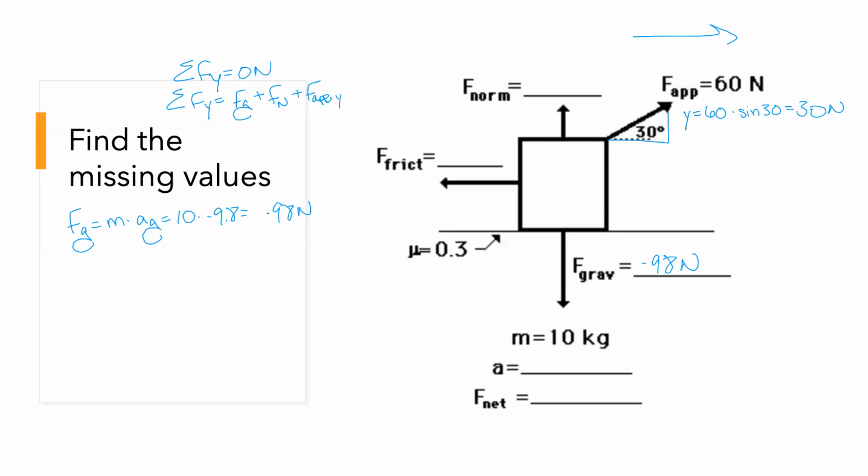And so knowing that the sum of the forces in the y direction is 0, knowing this is negative 98, and knowing this is 30, we can solve for that normal force. By pretty much pulling over the negative 98 and pulling over the 30 to the other side of the equation, which ends up getting us a normal force of 68 newtons. Okay.